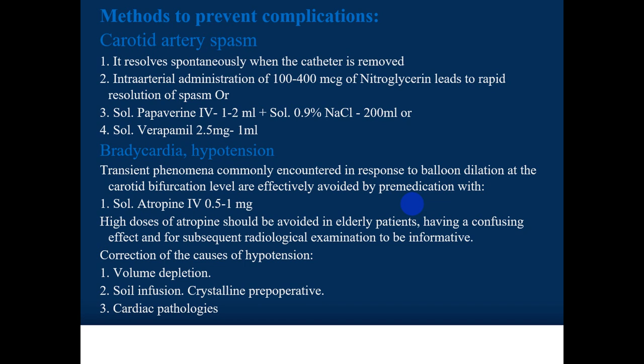Bradycardia and hypotension. This is a transient phenomenon commonly encountered in response to balloon dilation and even to the catheter insertion at the carotid bifurcation level, and is effectively avoided by premedication with atropine like 0.5 to 1 milligram in one dosage. High doses of atropine should be avoided in elderly patients, having a confusing effect and for subsequent radiological examination to be informative. Also I want to mention that light or mild to moderate sedation is okay, but with deep sedation the patient has the risk of becoming less responsive to atropine therapy and more responsive to bradycardia and hypotension provoked by balloon dilation. Correction of causes of hypotension.